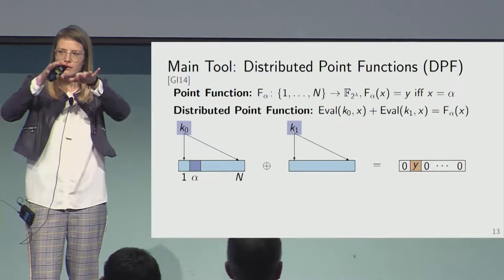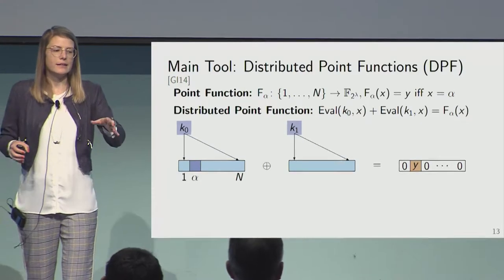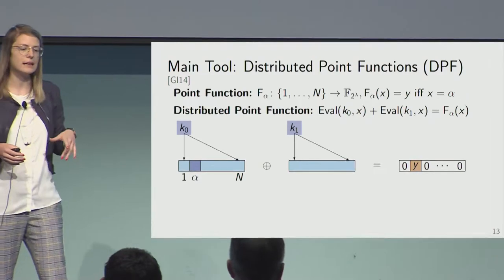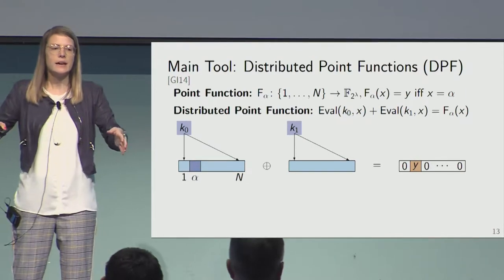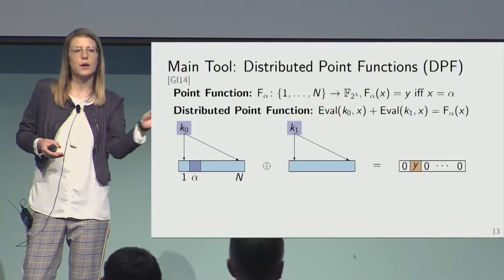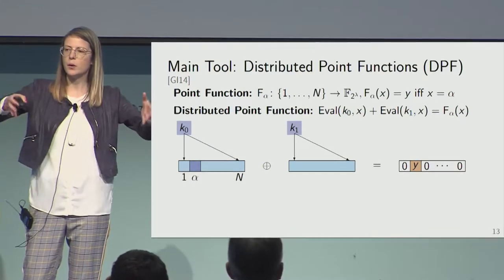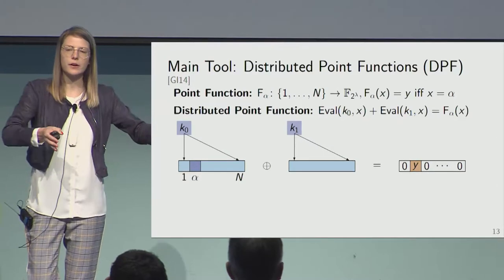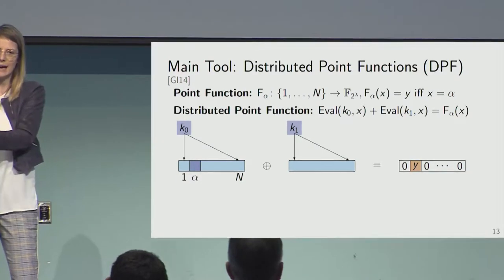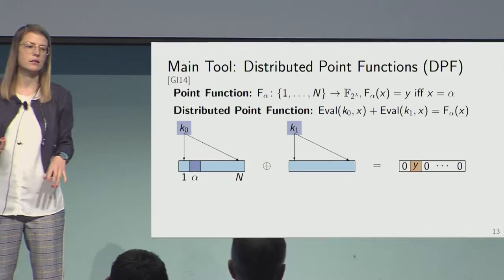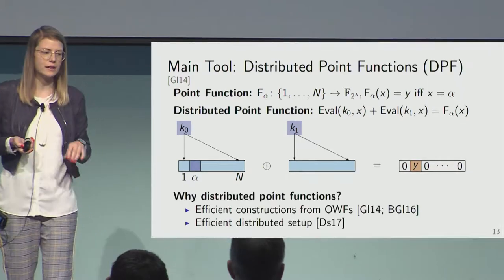If you write this graphically, Alice has this key k0 and Bob has this key k1, and they can expand it. By expansion here, I mean evaluating the point function on every point of the input. Here we assume a polynomial input space so that you can actually do this. You evaluate on every point of the input, and then if you add it up, you get the unit vector times the y at exactly the position alpha.